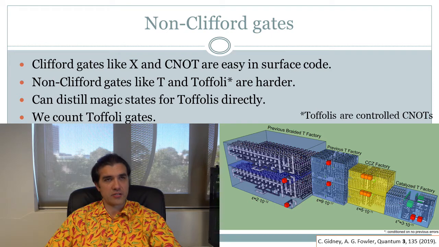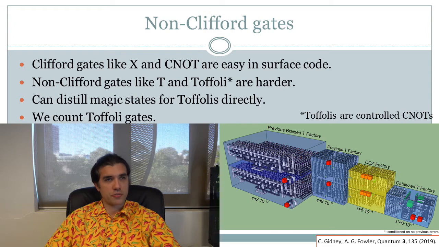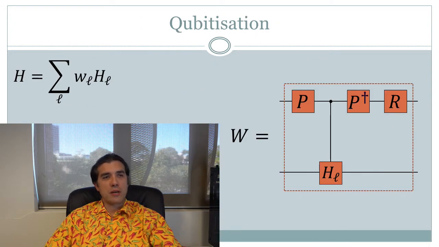However, it turns out that it's possible to distill magic states for Toffolis directly, with the most efficient current scheme being that of Craig and Austin shown here. Moreover, our algorithms typically require Toffolis as the only non-Clifford gates. That means it's useful to just count the number of Toffoli gates for the cost. Next, I'll describe the general approach for these types of algorithms.